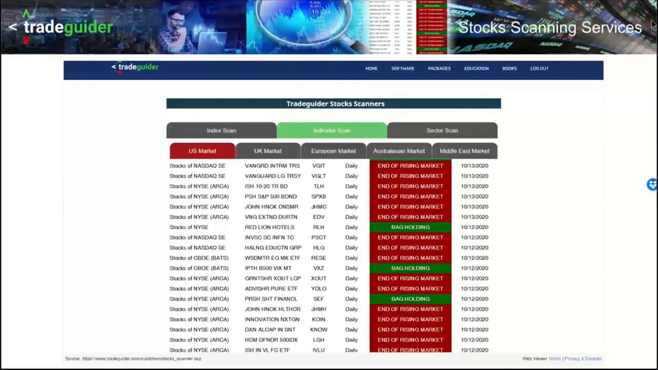And that's really the value of the service, because what we're bringing you through both the index scan and the indicator scan is literally access to hundreds and hundreds of good trading candidates that you can then use as the basis for your trading activity. You haven't got to go through and find these. The system's finding them for you in a consistent way every day.